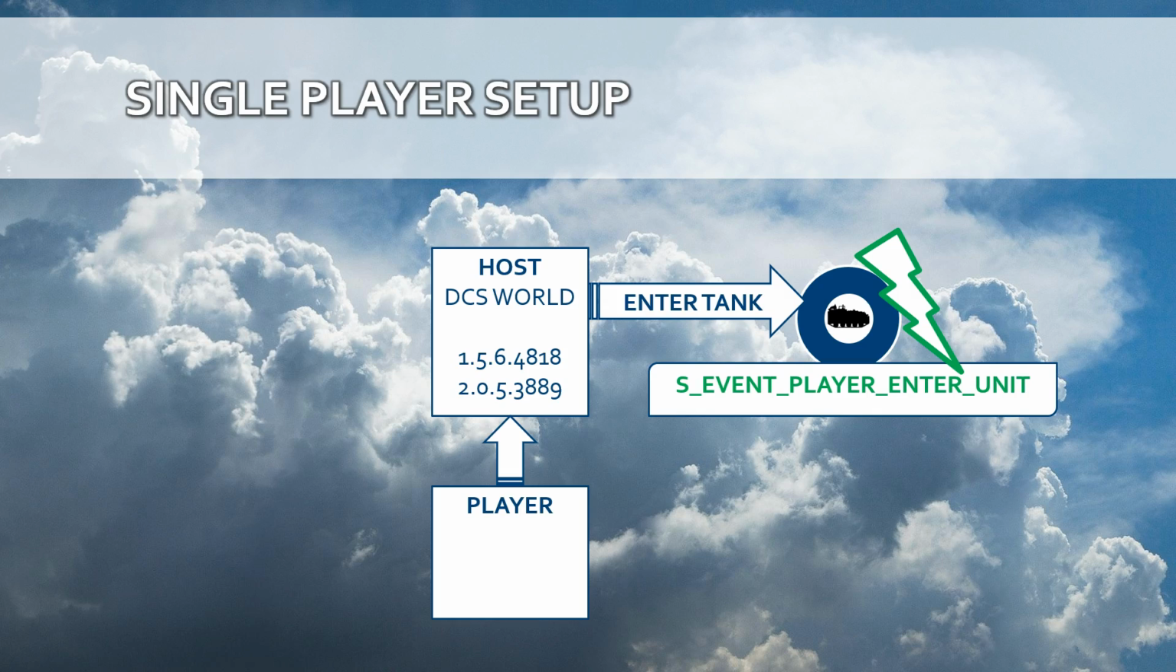I'm doing 3 setups. The first setup is the single player setup, where I'm just as a player joining on my machine on one of the DCS World versions. I'm entering a tank which is in the mission running, and then I've created a script that I'm going to demonstrate for you. I'm going to show you what the script is, and you will see the S-event player enter unit being fired correctly, and the name of the player being shown correctly as well.